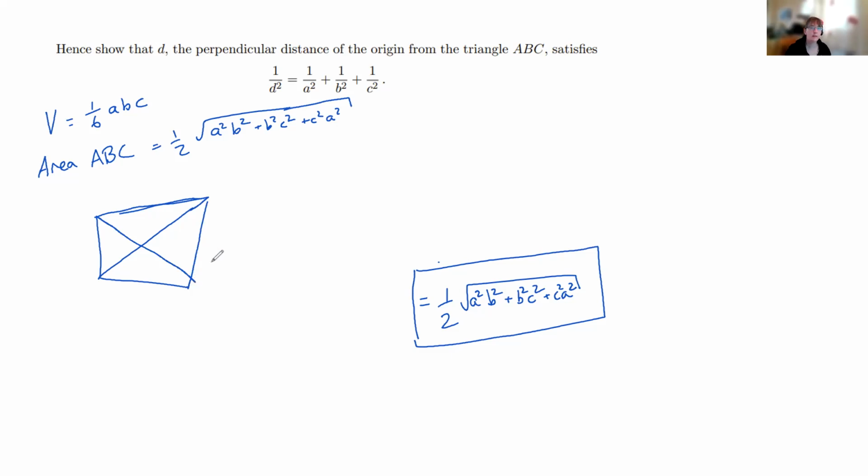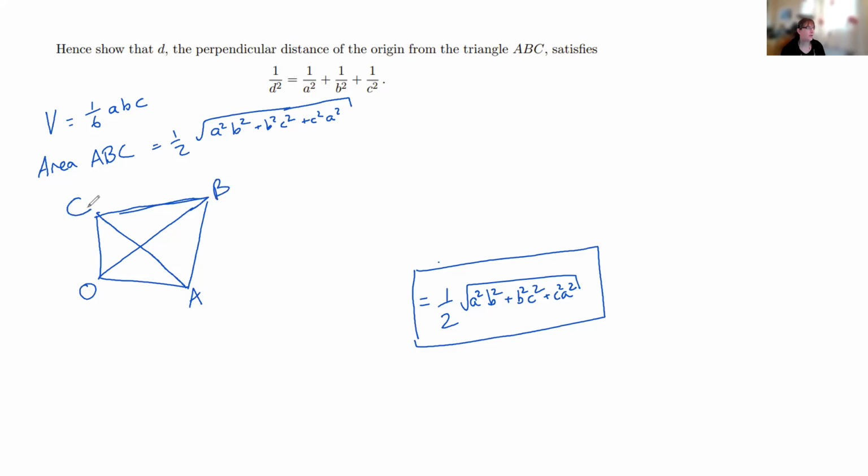That's missed a bit. Let's see if I can deal with that. That's slightly better. So this is our tetrahedron.